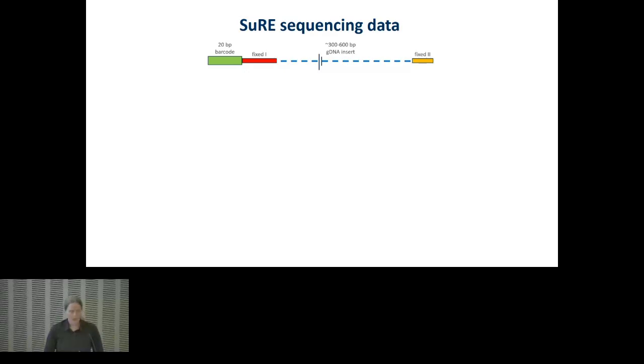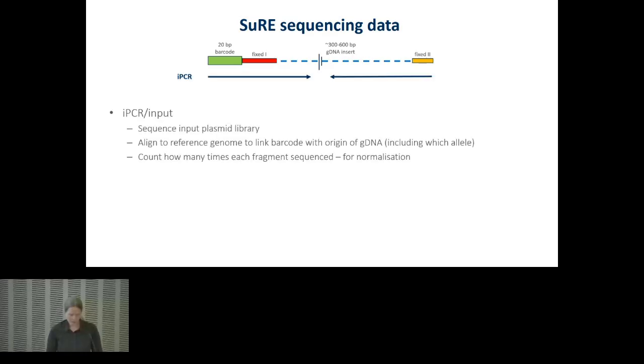Just to look in a bit more detail at the quantification, this is the part of the plasmid that's sequenced. One set of data is the input PCR, so sequencing the plasmid library. This gives you paired-end sequencing data, which contains both the sequence of the genomic DNA insert and the barcode. You then align this to the reference genome to find out where the genomic DNA fragment came from, and also, if it covers variant sequence, which allele it carries. And we also count how many times each of these barcoded plasmids is sequenced in the library, because if a sequence appears more times in the input library, you'll expect it more times in the output, and we want to correct for this.